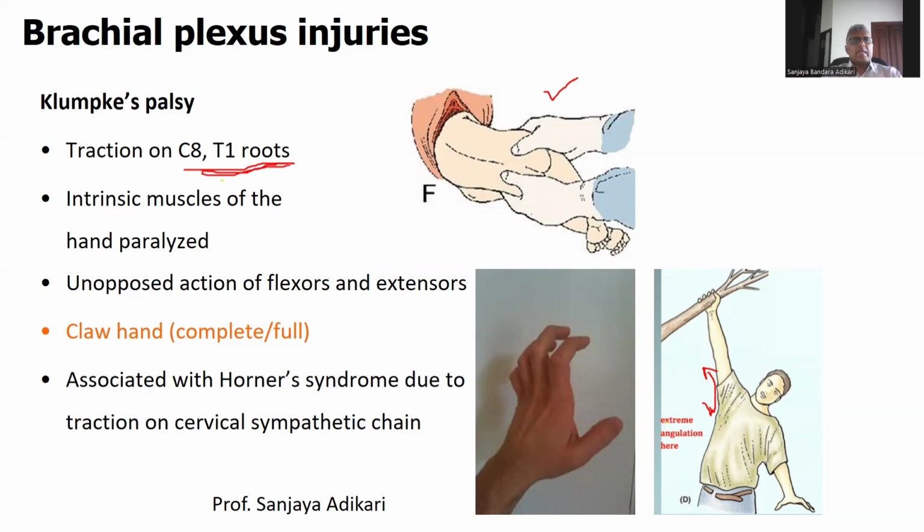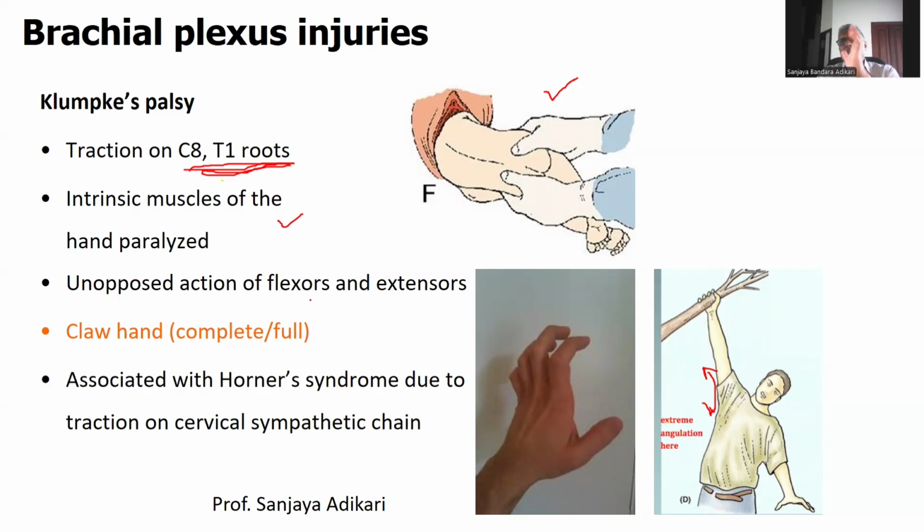So C8 and T1, they supply intrinsic muscles of the hand. Okay, so intrinsic muscles of the hand are paralyzed. Now, when it comes to intrinsic muscles, the most important intrinsic muscles are lumbricus and interossei, and their action. The lumbricus and interossei together, they flex interphalangeal joints and extend metacarpophalangeal joints here.